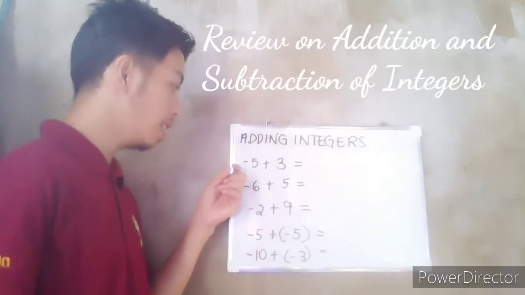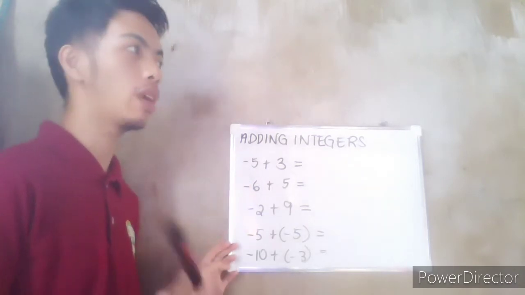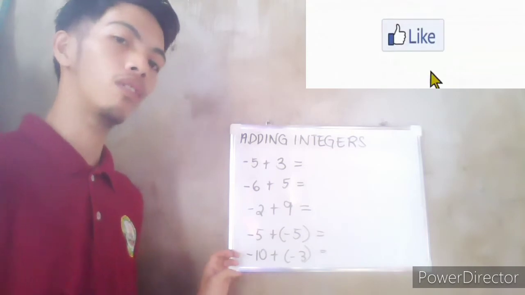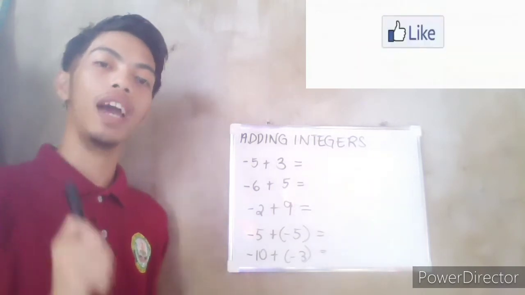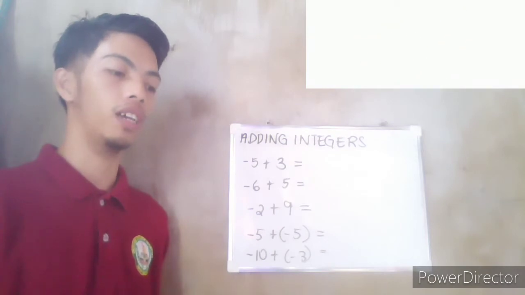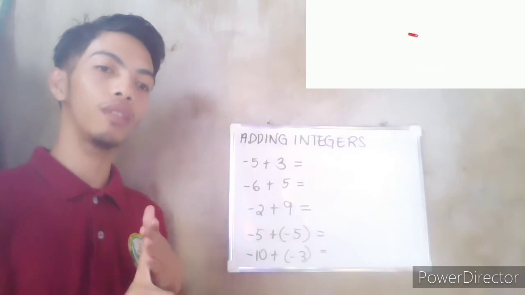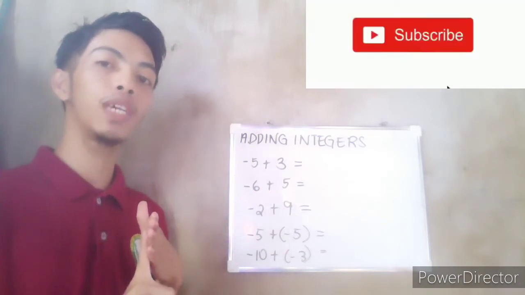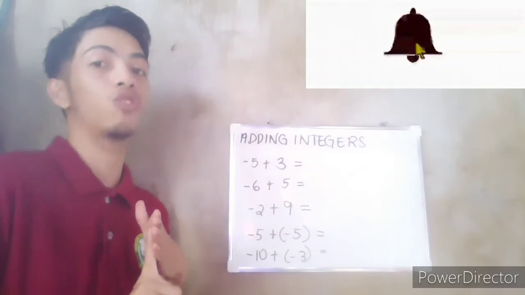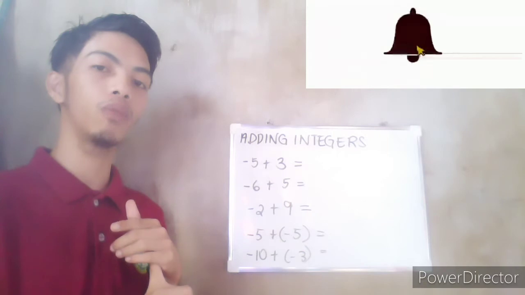So, let's have the following examples. Paano nga ba natin siya i-evaluate using the rule of adding integers? Ang rule of adding integers, okay, meron tayong isang rule doon. Yung isang rule doon is kunin mo yung sign ng bigger absolute value and subtract. Okay? Kunin yung sign ng bigger absolute value, then subtract.